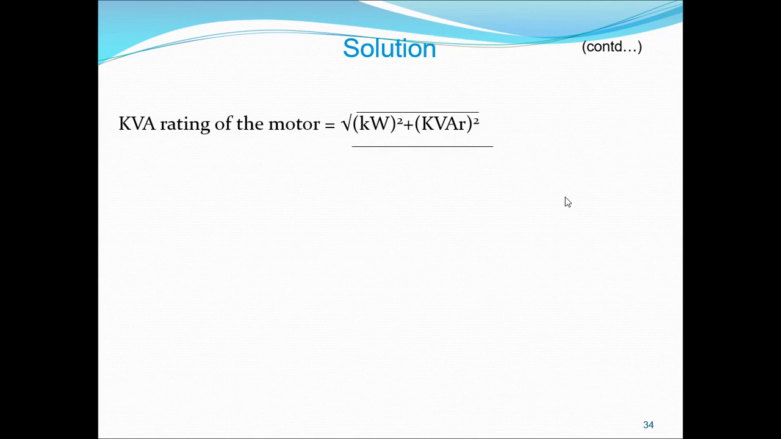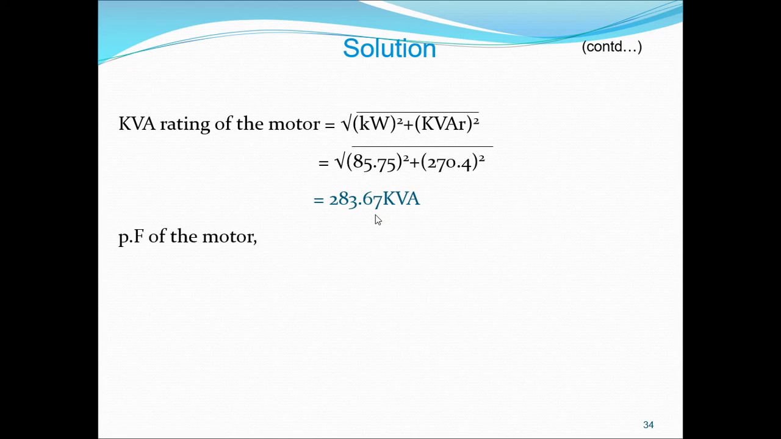So kVA rating is equal to square root of kW square plus kVAR square. So that is equal to 85 square plus 250 square, that is 283.67 kVA. So power factor of the motor is equal to kW by kVA, which gives a power factor of 85 by 283, that is 0.3 leading. So this is the power factor of the synchronous motor, that is 0.3 leading.